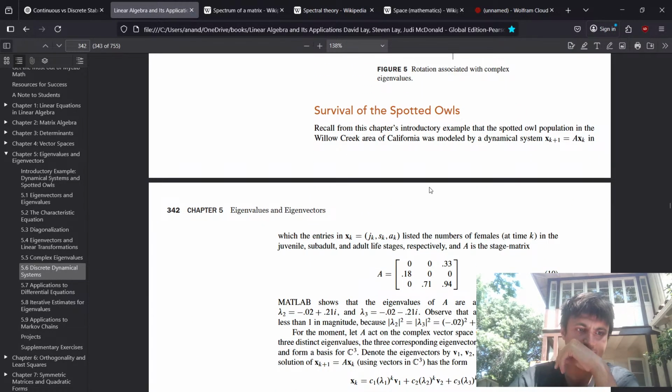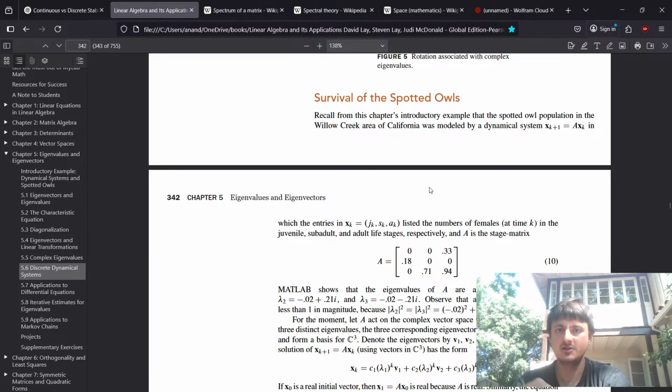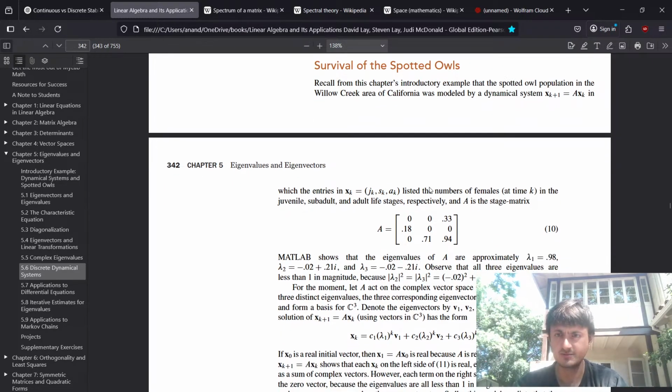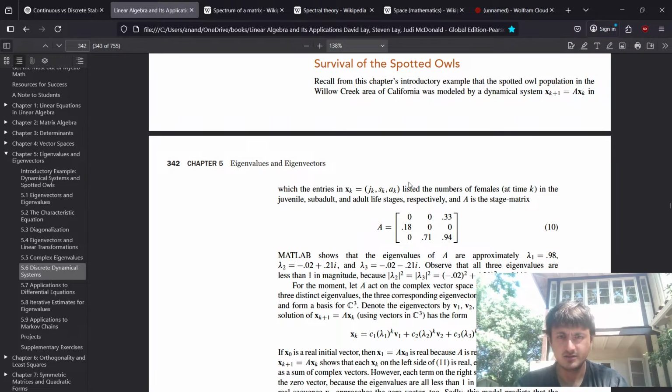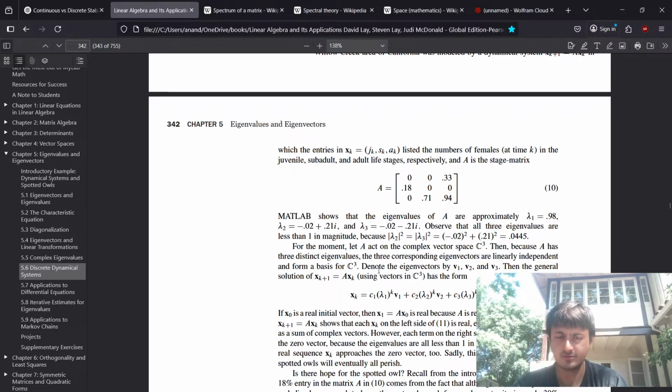Recall from this chapter's introductory example that the spotted owl population was modeled by... Okay. MATLAB shows the eigenvalues are approximately 0.9, and so on. Observe that.